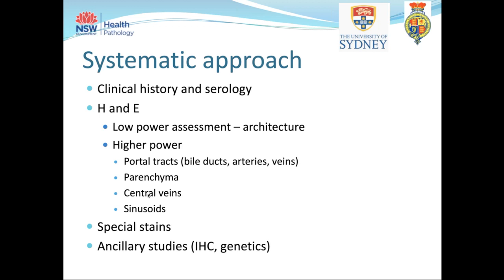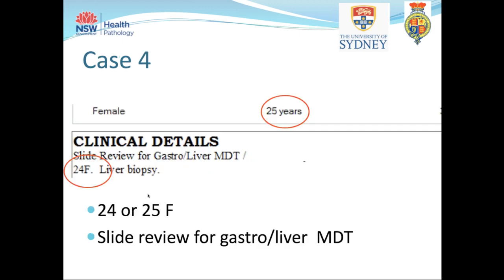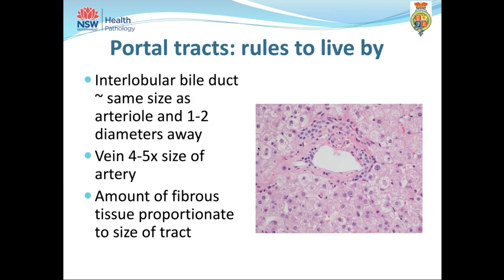So moving along, after clinical history, serology, this low power assessment, looking at the overall architecture, the next thing I always focus on in detail are the portal tracts. So this next case differs in the clinical history, but is a 24 or 25-year-old woman, again, very unhelpful history, slide review for our multidisciplinary meeting.